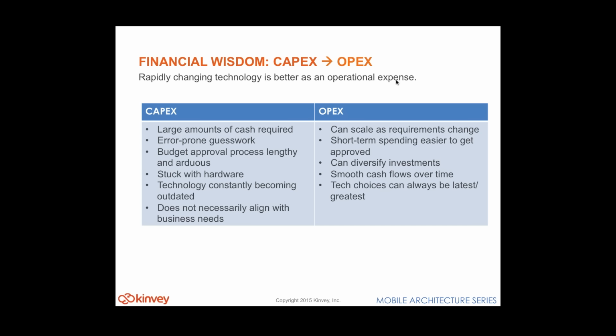So a lot of times the Capex doesn't really align with your business needs, whereas with OpEx, you can scale as your requirements change. The short-term spending is usually easier to get approved. You can diversify your investments because they tend to be less expensive overall than purchasing hardware out of pocket. And it can smooth your cash flows over time, and your tech choices can always be the latest and greatest because you're using a service that promises that.